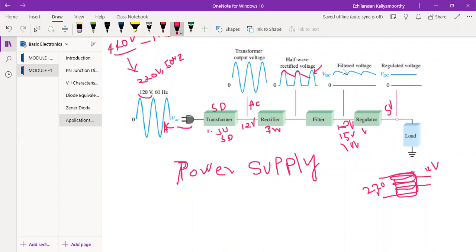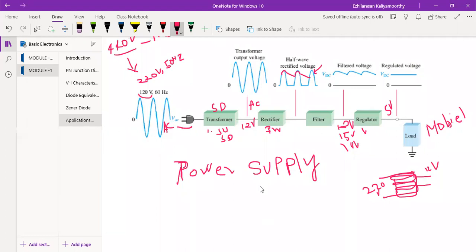That only will be connected to the load. That is nothing but your application, or I can say this is your mobile. The load is a mobile actually. So that is the way the power supply is created.